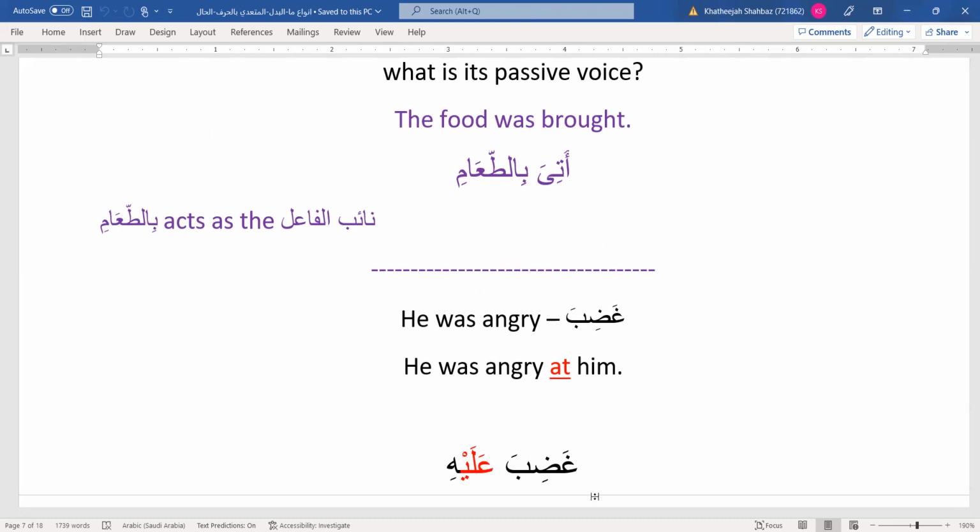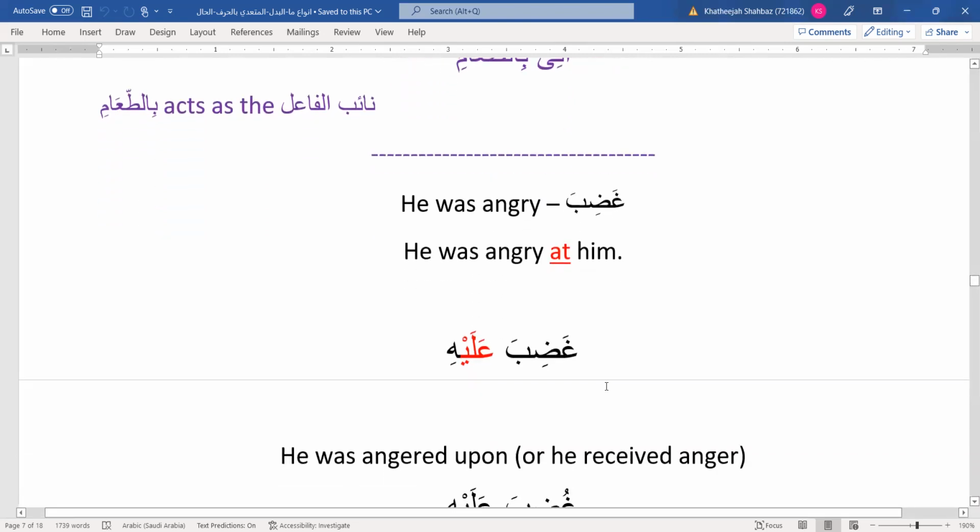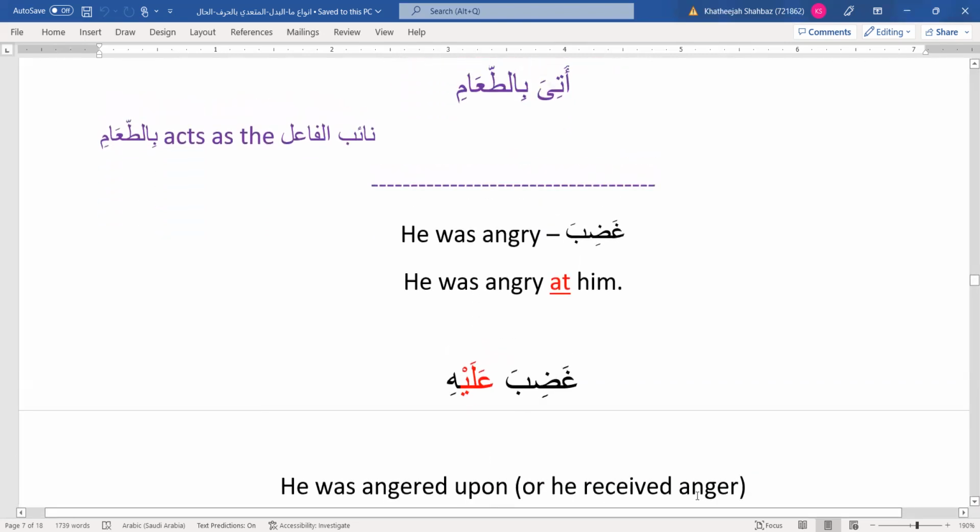So what will be the translation of he was angry at them? Ghadiba alayhim. He was angry at you? Ghadiba alayka. All right. So ghadiba alayhi means he was angry at him. I want to change it into passive. What will be the passive voice of he was angry at him? He was angered upon? Right. Yes. He was angered upon. You can say he received anger in better English. He was angered upon is the passive voice.